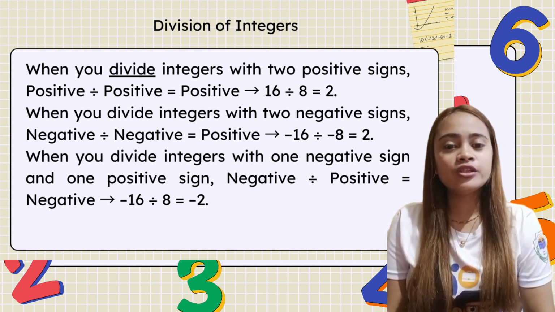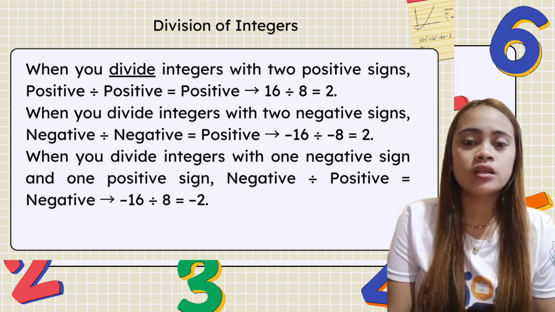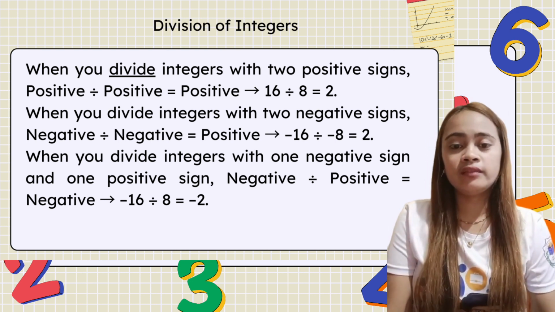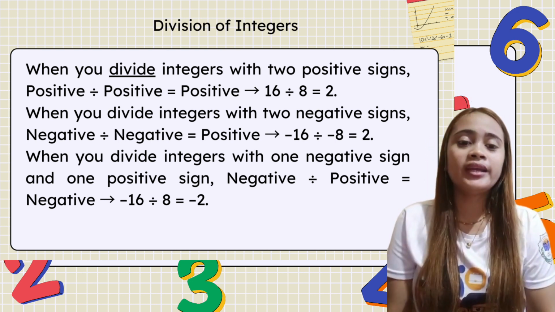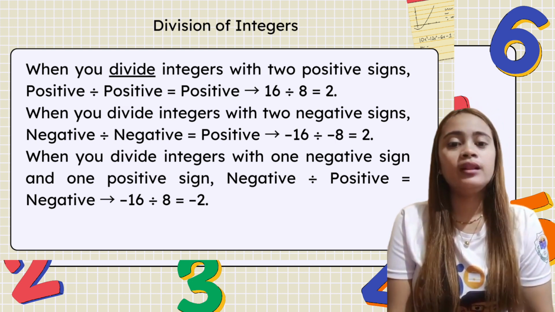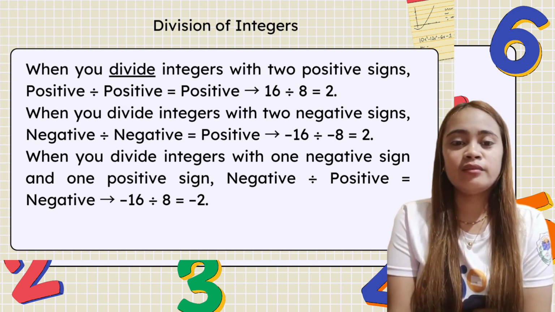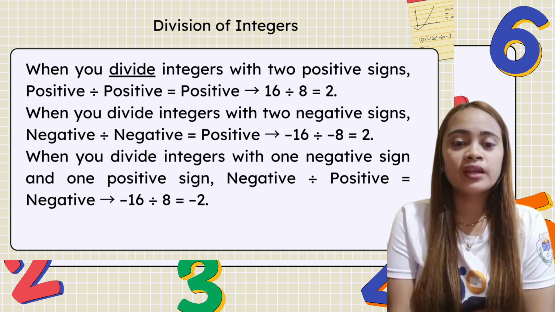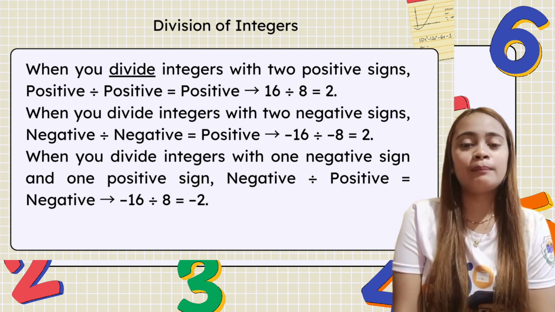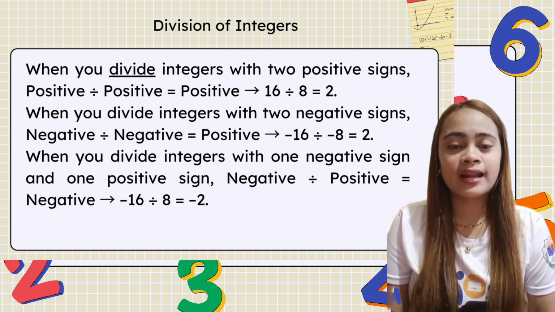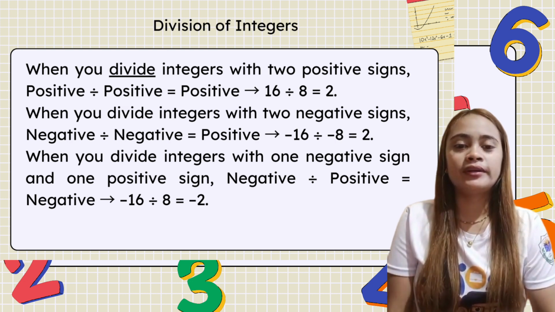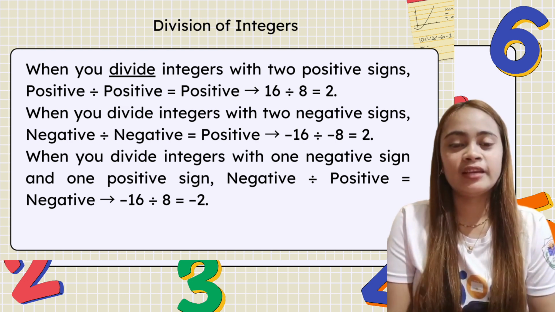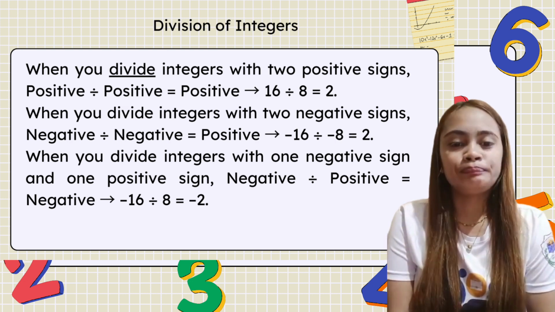When you divide integers with two negative signs, negative divided by negative, of course, the result will be positive. For example, negative 16 divided by negative 8 is equal to positive 2. Kasi nga, pag pareho yung signs nila, class, always remember na dapat positive yung sign.